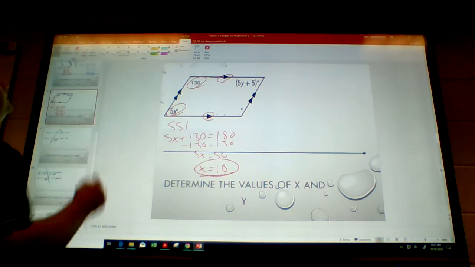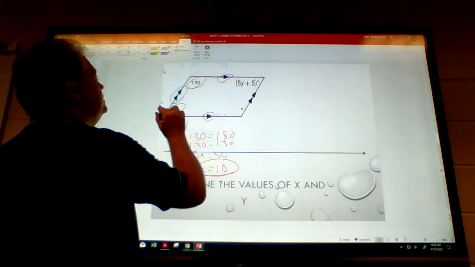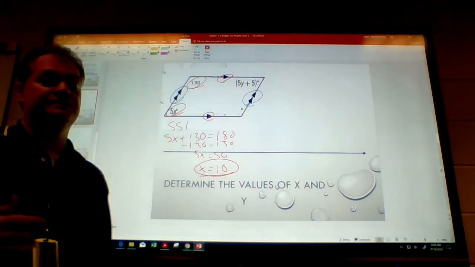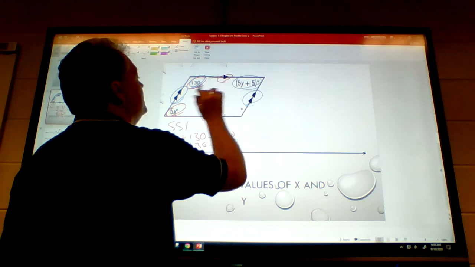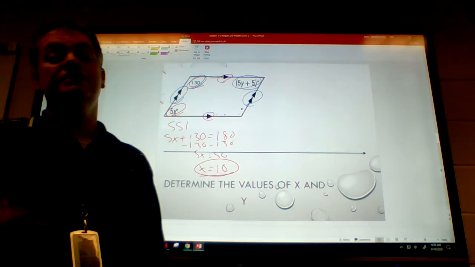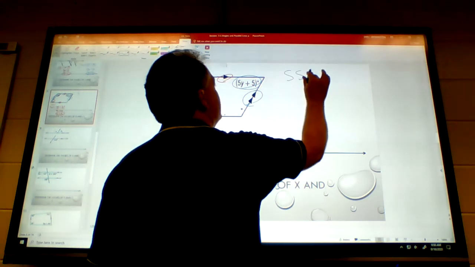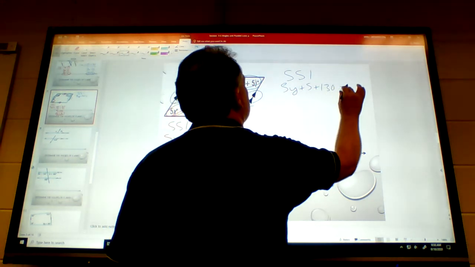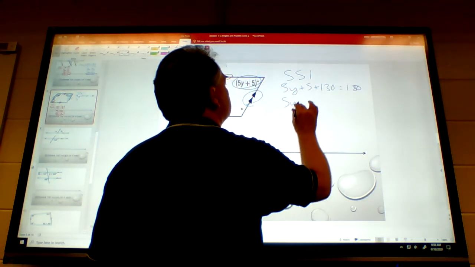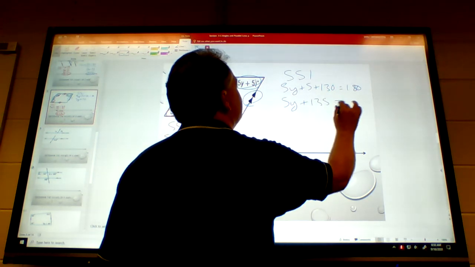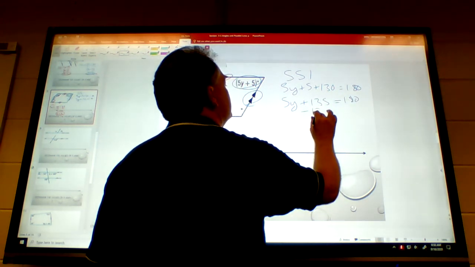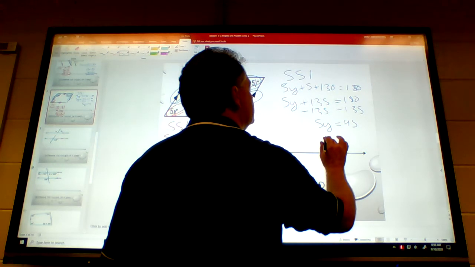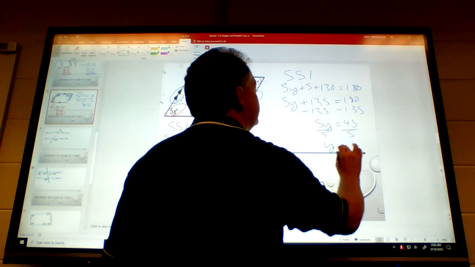Now, on that same note, I want you to look at it from this perspective. This one has two arrows, and this one has two arrows. Those two lines are parallel. And 130 and 5y plus 5, those two angles are also same side interior angles, so they're going to be supplementary. So I got 5y plus 5 plus 130 equals 180 degrees. 5y plus 135 equals 180, minus 135. I'm just doing some quick algebra here. So 5y equals 45. So divide by 5, y equals 9.